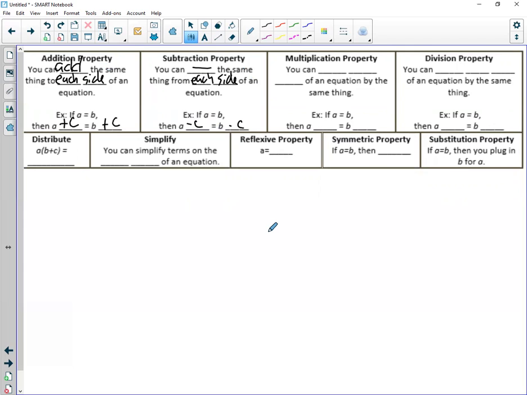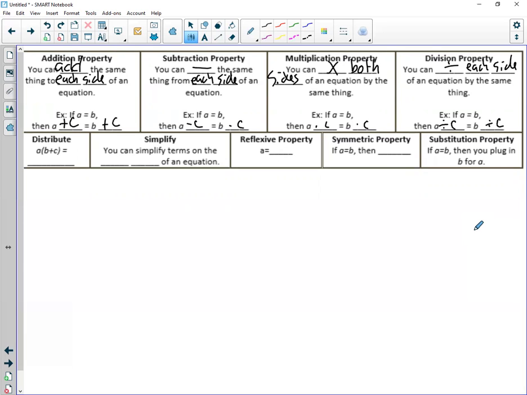I'm sure you can figure out multiplication and division on your own. You can multiply both sides of an equation by the same thing, so like a times c and b times c. And finally, you can divide each side of an equation by the same thing, so a divided by c and b divided by c. Basically that's just what you learn in algebra, right? If you want to solve or get rid of something on one side, you just do the same thing to both sides of the equation.